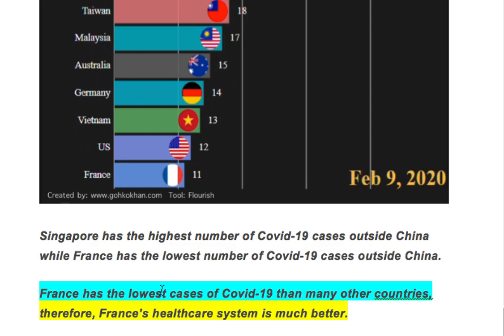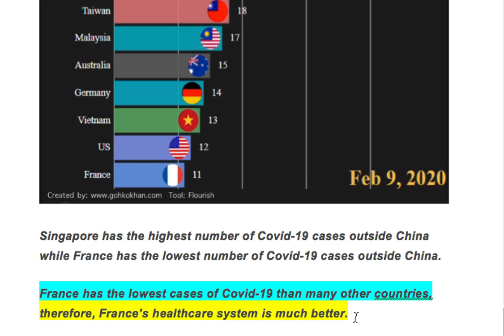France has the lowest cases of COVID-19 than many other countries. Is that true? Yes, it is true. It is factual information. It is a fact. Therefore, France's healthcare system is much better. So what do you think about the second part of the sentence? Therefore, France's healthcare system is much better. Is that a fact or is that an opinion? So think carefully.